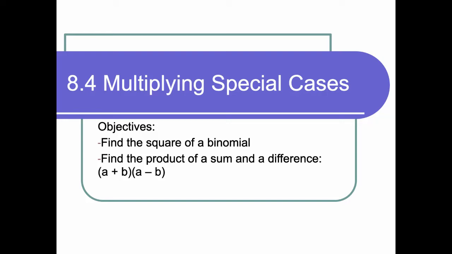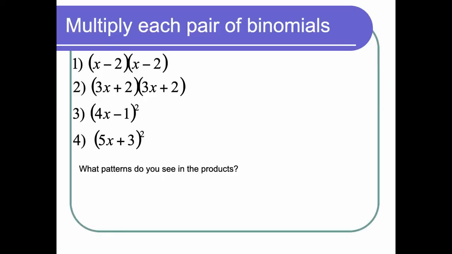Welcome to section 8.4, multiplying special cases. Today's objectives are to find the square of a binomial and to find the product of a sum and a difference. So here we go, multiply each pair of binomials and see what patterns you see in the products.